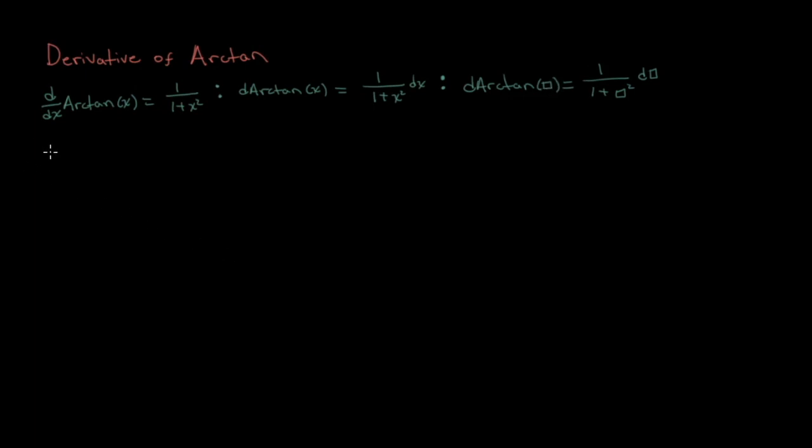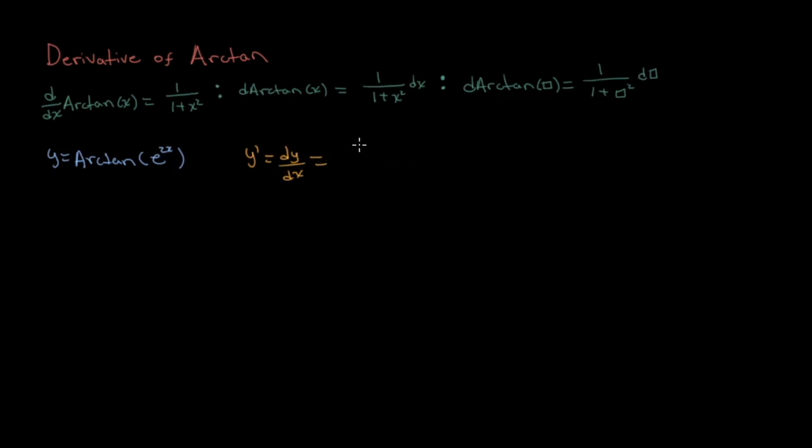So let's say we're given a function y is equal to the arctan of e to the 2x, and we're asked to find the derivative of that. So the derivative y prime, we can also write it as dy by dx, exact same thing.